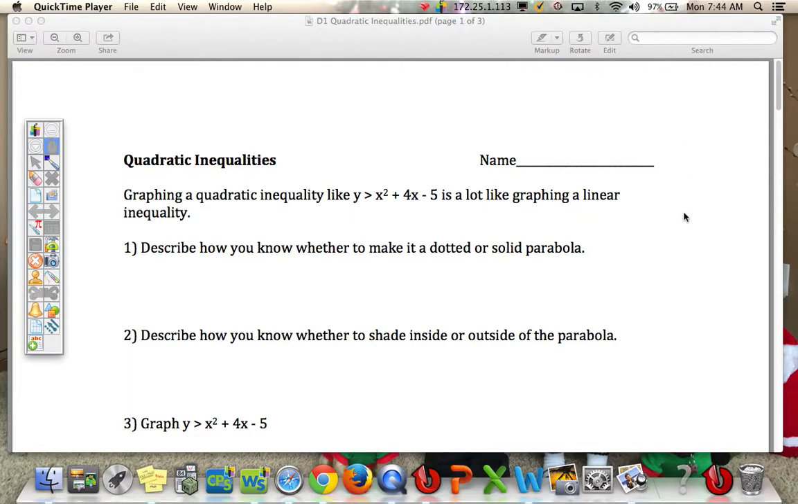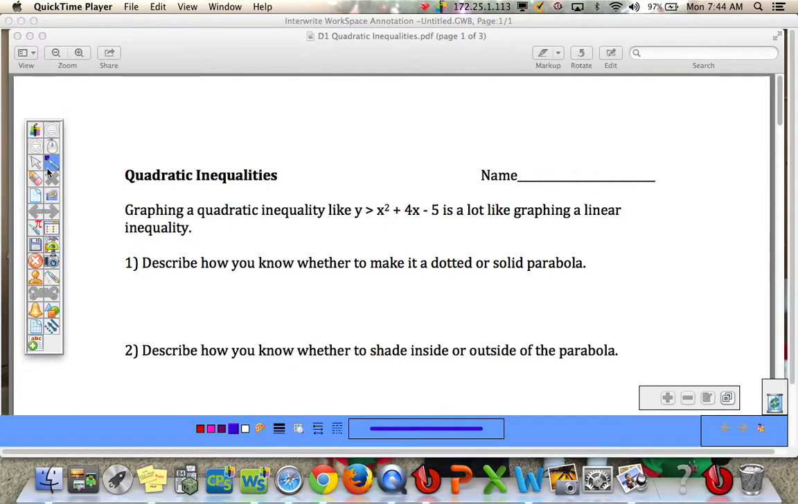We are going to look at quadratic inequalities. Graphing a quadratic inequality like y is greater than x squared plus 4x minus 5 is a lot like graphing a linear inequality. Number one, describe how you would know whether to make it a dashed, a dotted, or solid parabola. Well, look at the sign.